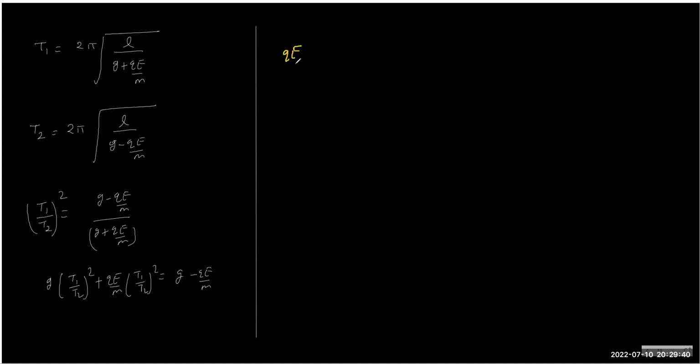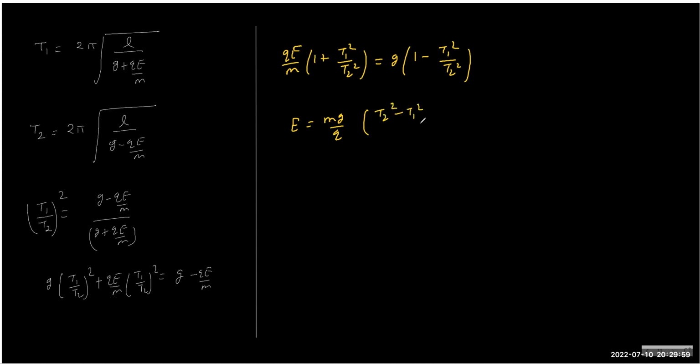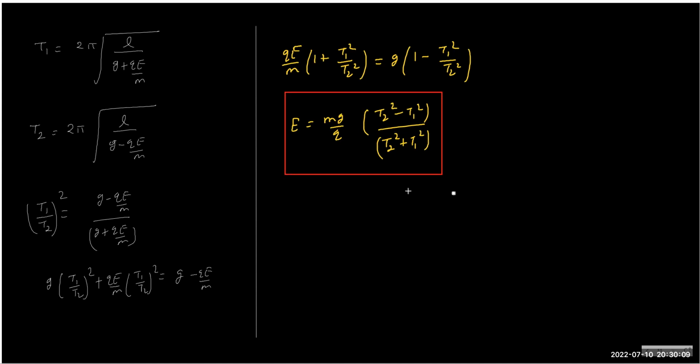QE by M into 1 plus T1 square by T2 square equals G into 1 minus T1 square by T2 square. It looks really nice. So E is mg by Q into T2 square minus T1 square upon T2 square plus T1 square. So you can see we are able to determine the electric field given the time period. I hope this is clear, guys. Any doubt in this? There should not be any doubt, I hope so.